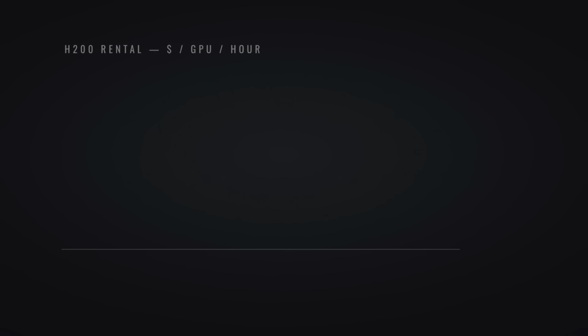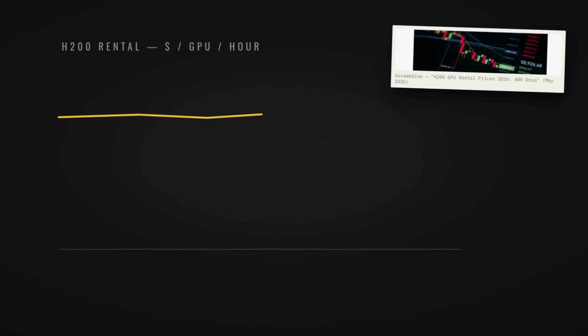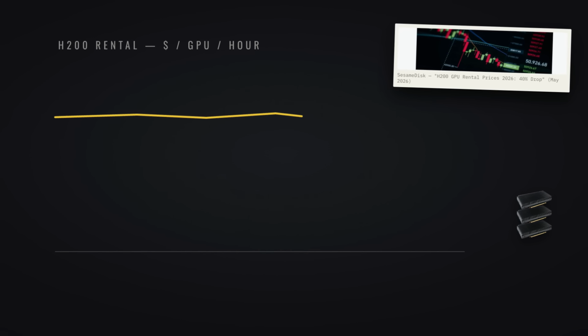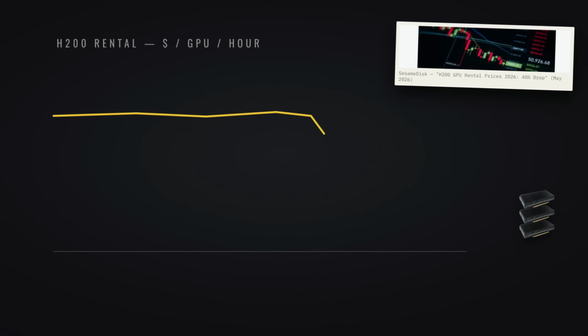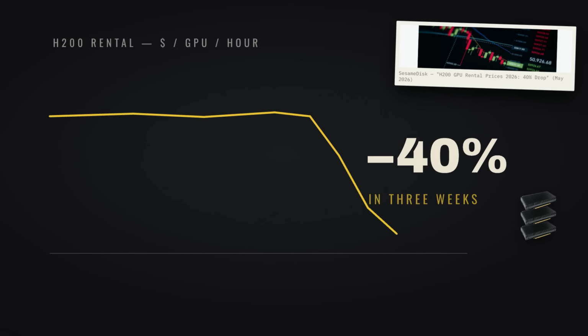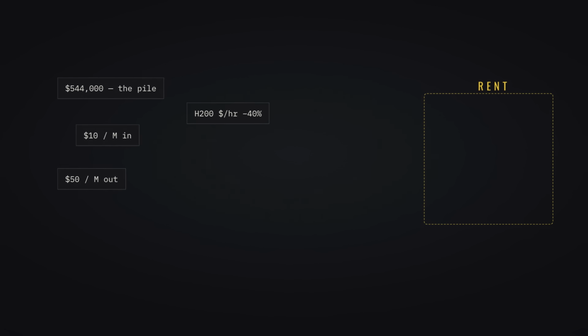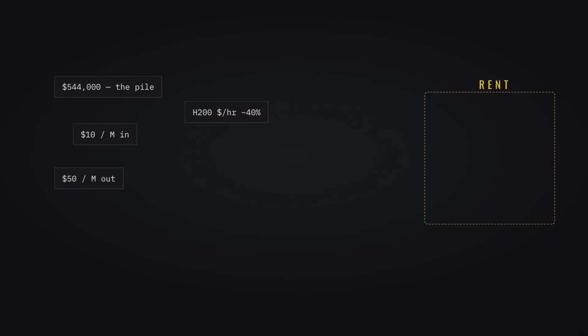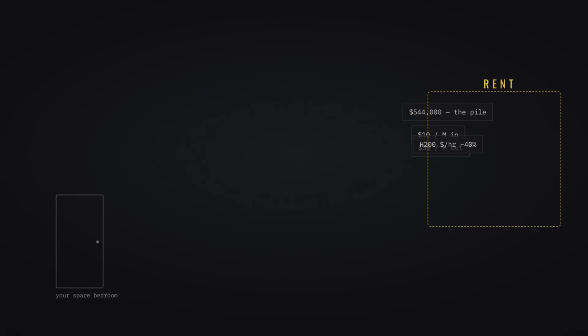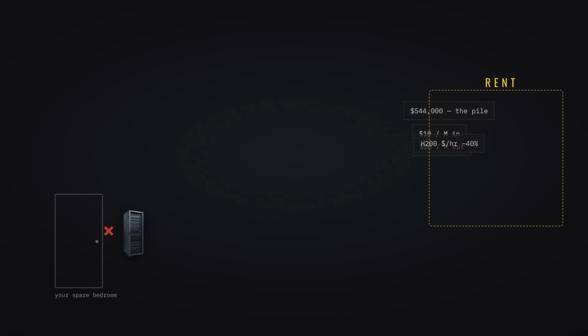But the really painful part for the hardware owners is that even renting the physical metal itself just got cheaper. Because as the new Blackwell supply started landing, the rental market for H200 nodes saw a complete collapse, dropping around 40% in just 3 weeks. Basically, every single price in this entire comparison moved aggressively in favor of renting, and absolutely none of them moved in favor of trying to squeeze a data center into your spare bedroom.